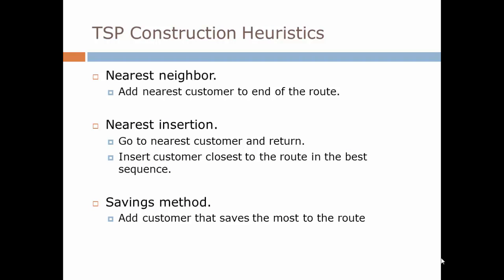We will see three TSP construction heuristics. The first one is the so-called nearest neighbor, and the main idea is to add the nearest customer at the end of the route. The second will be the nearest insertion. Here, initially, we go to the nearest customer and we return to the initial point, and afterwards we insert the customers that are closest to the route in the best sequence. Finally, with the savings method, we add the customer that saves the most to the route.